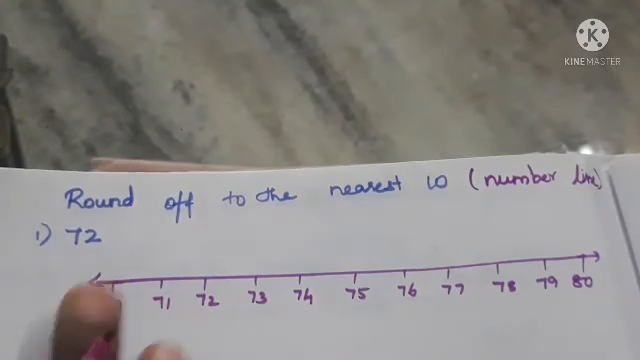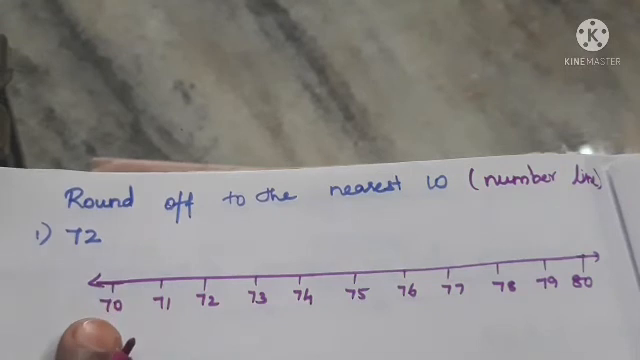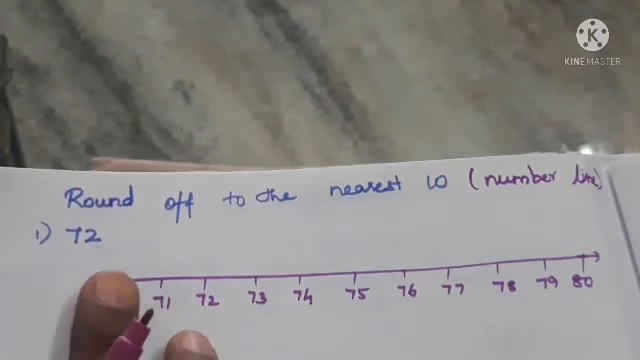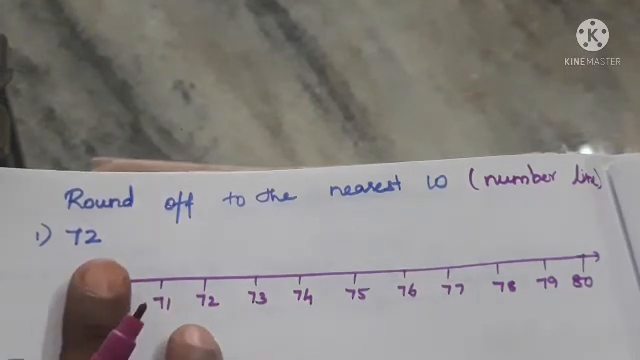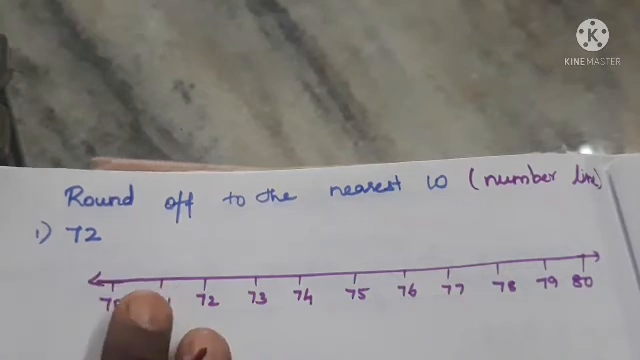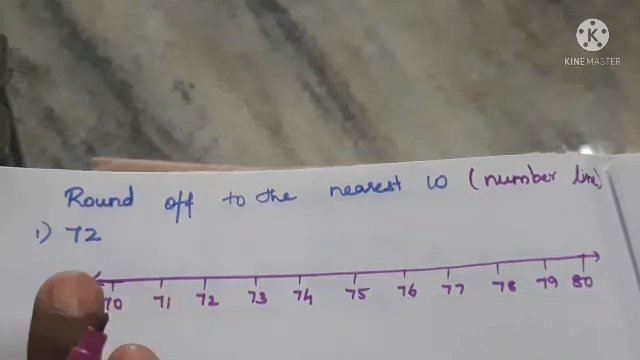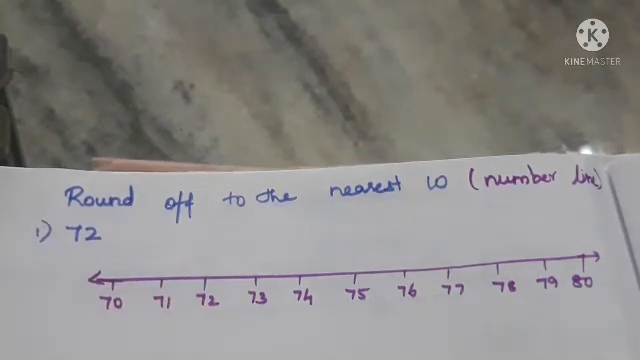Okay, if the digit in the ones place is less than 5, we have to round down. If the digit in the ones place is 5 or more than 5, we want to round up. Two conditions are there. In the ones place, if you have less than 5, we round down. If the ones place is 5 or more than 5, we round up. These are the two conditions we have.